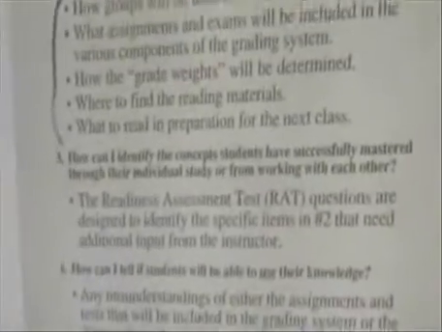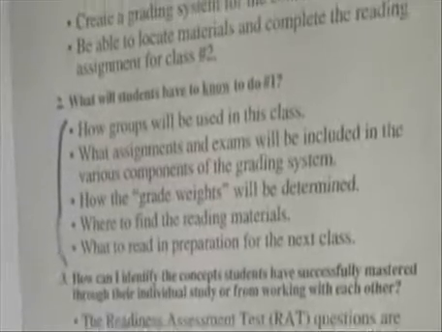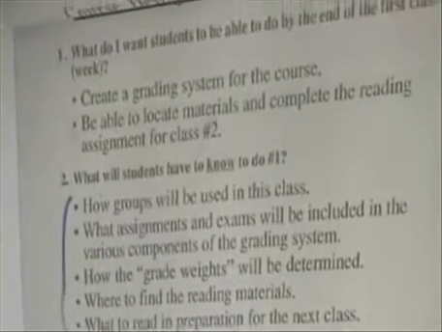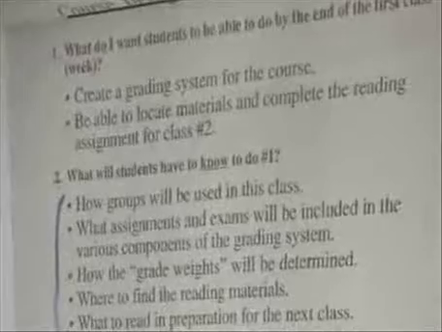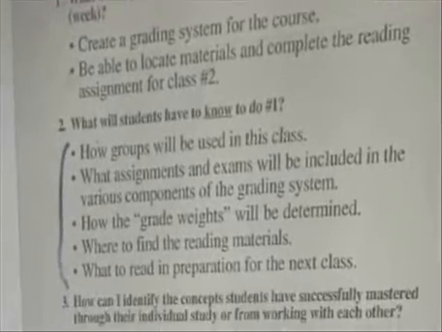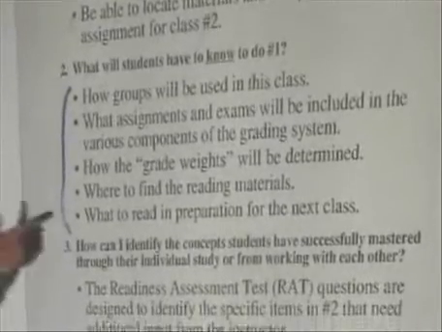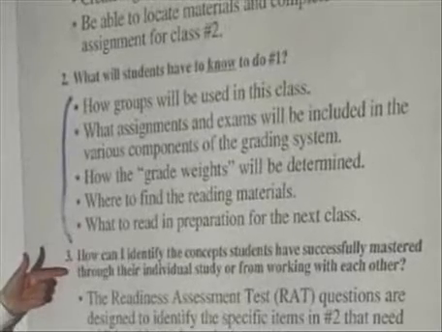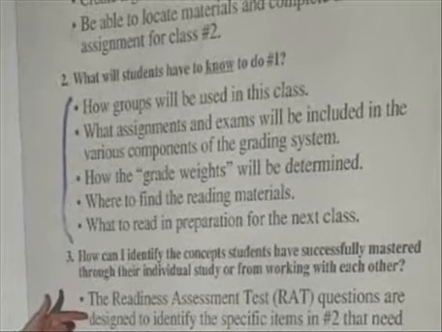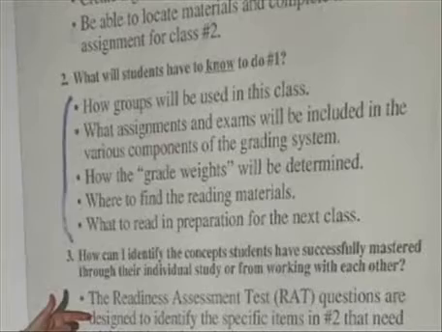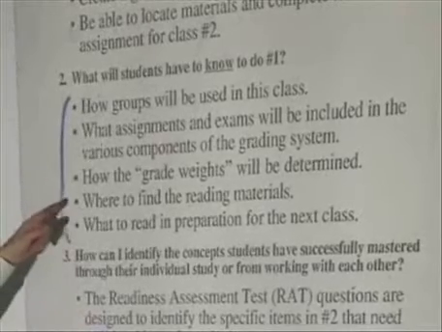I've asked these questions about the first class, this class. What do I want students to do at the end of the first class? Well, you've got to create a grading system for the course, and you've got to locate the reading materials and read the right stuff for class 2. What do I have to know to do that? Well, those are what you've got to know. How do I know whether or not you know it? It comes from the readiness assessment test questions. So what I'm telling you is that's what's going to be on your test.